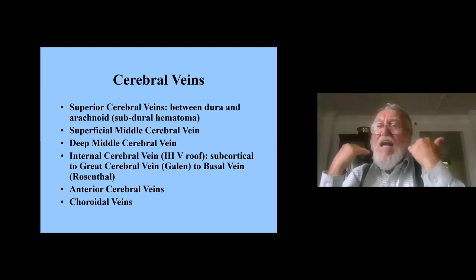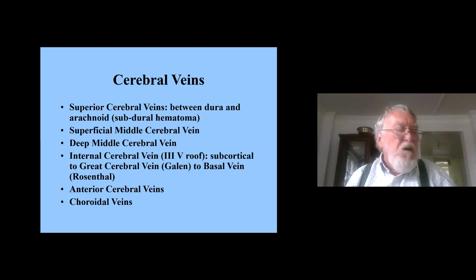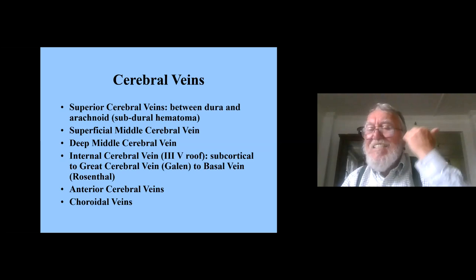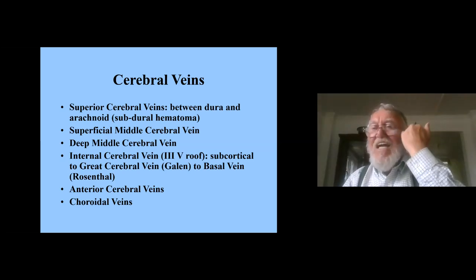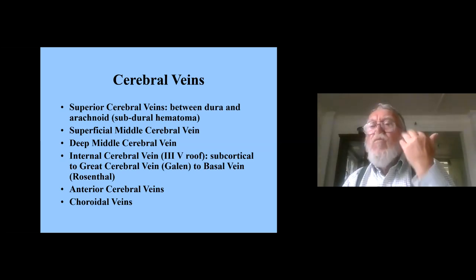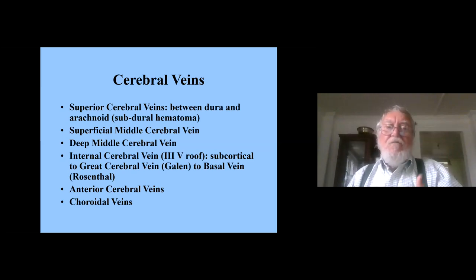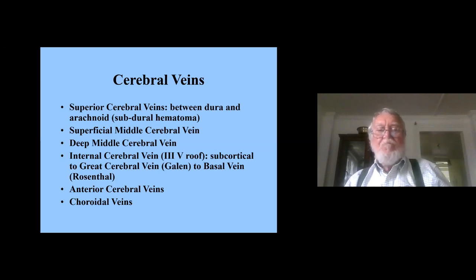So here we have a lot of ways, because of the horizontal structure of our heads, that we're using the venous sinuses as sort of reservoirs of venous blood. So you have the superior cerebral veins between the dura and the arachnoid matter.